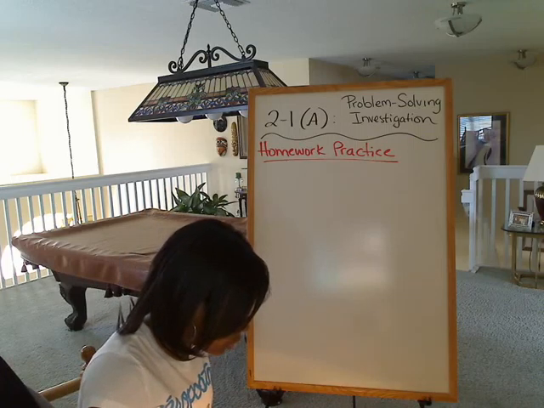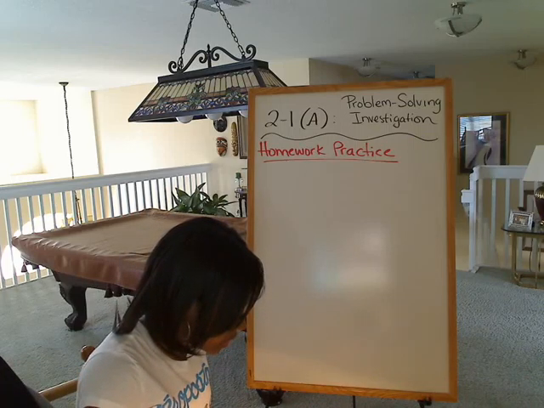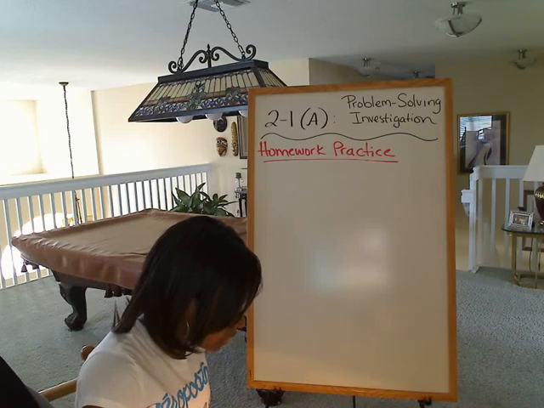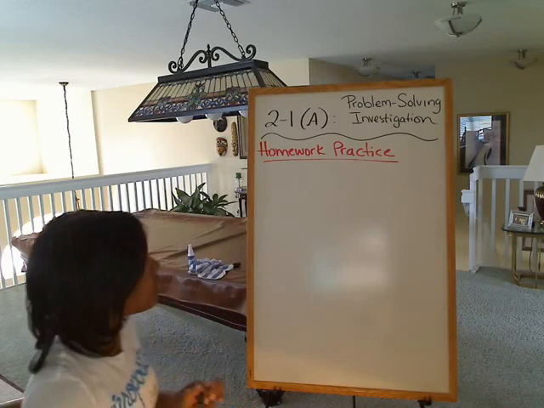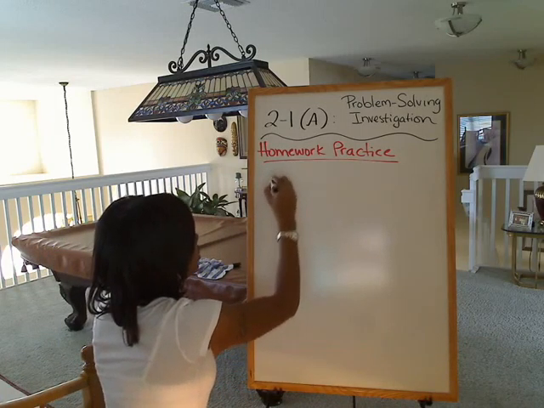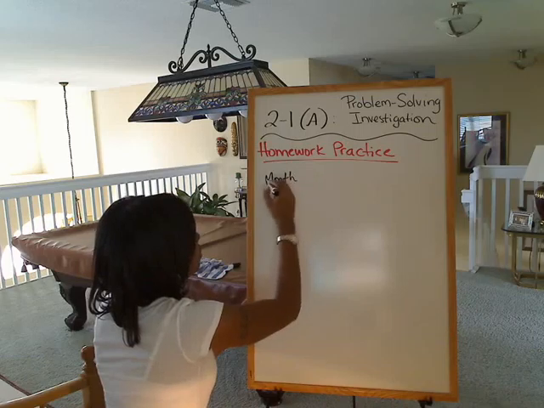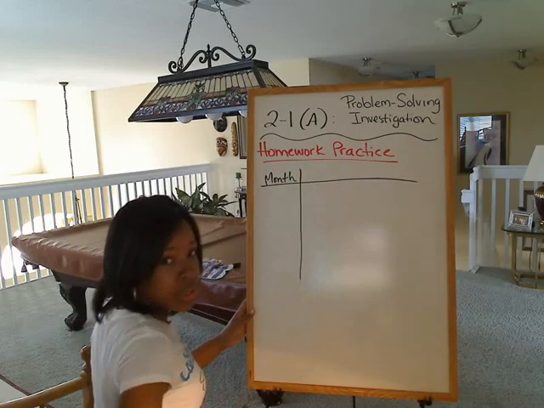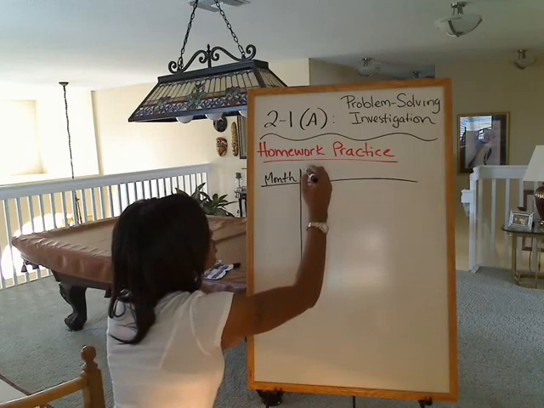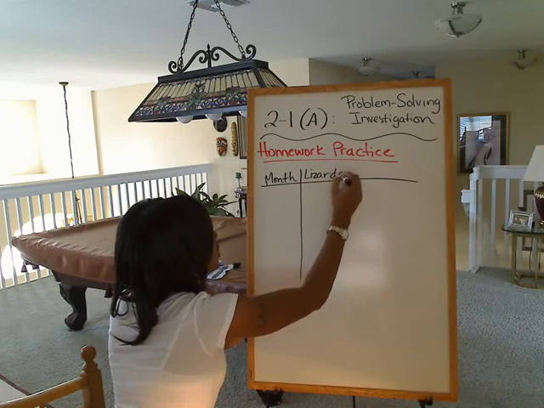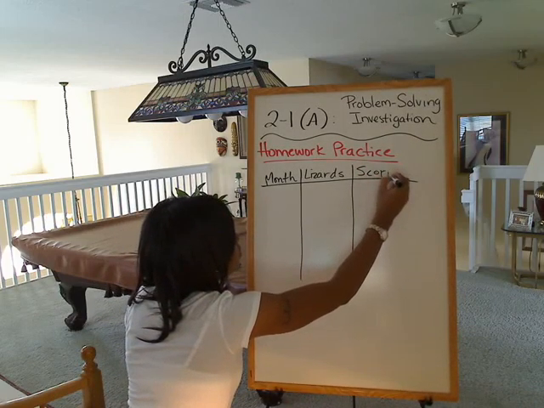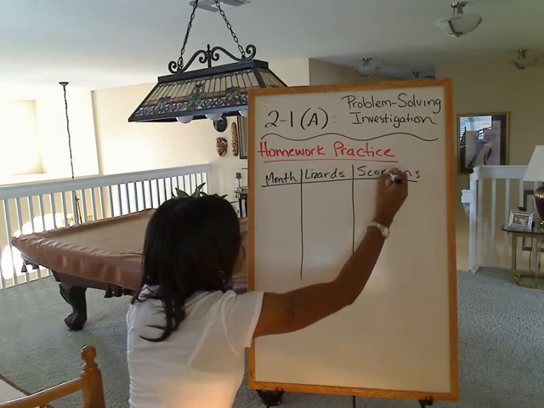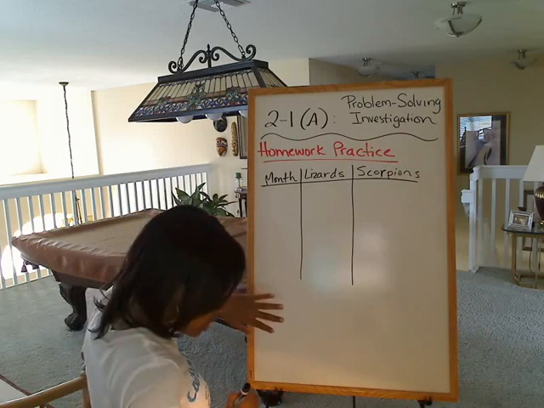It says biologists recorded the number of lizards and scorpions they found in the desert each month. In which month can they expect to find the same number of lizards and scorpions? So they have a table which I'm going to draw, and it looks something like this. They have the months, and then they have the number of lizards, and then they have the number of scorpions.